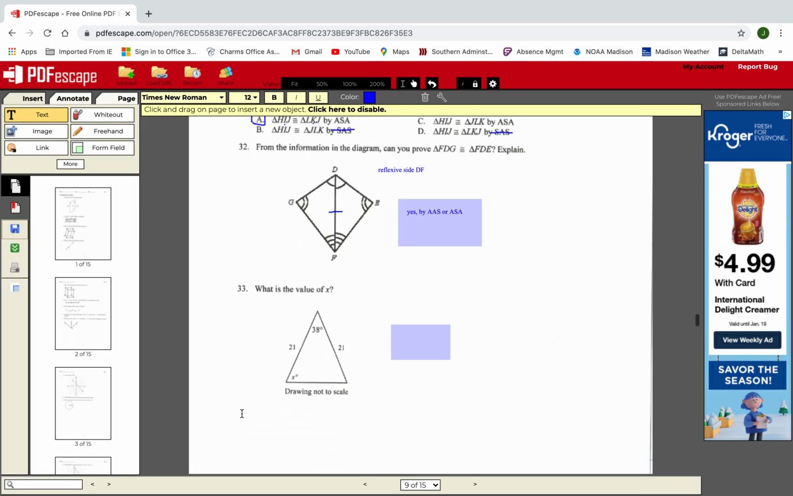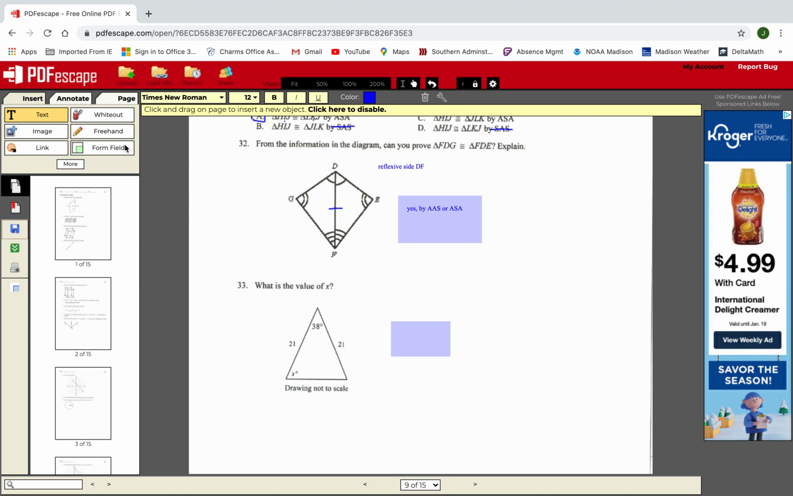All right, 33. I see a triangle with two congruent sides. What does that tell us? Good. The two bottom angles, two base angles are congruent because this is an isosceles triangle. Base angles are congruent. Okay? So, if one of those base angles says x and the other one's also x, so you could actually set up an equation for this.